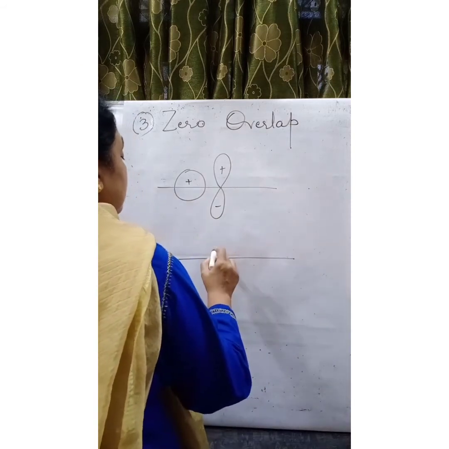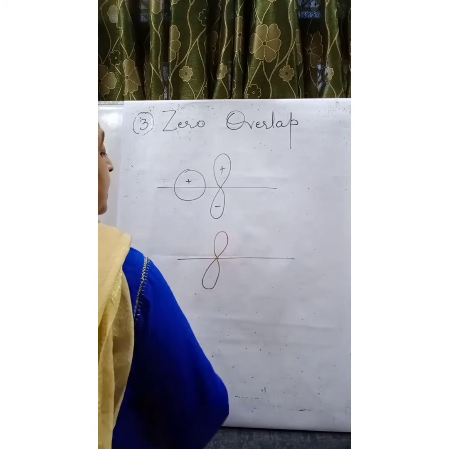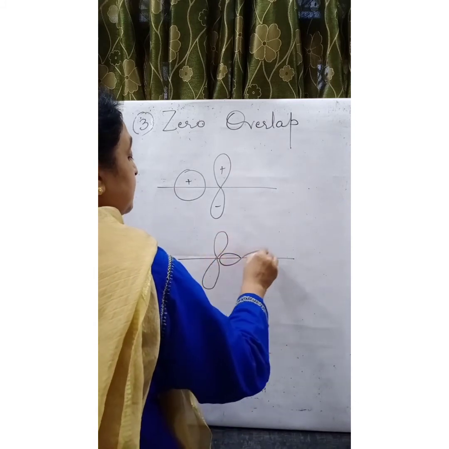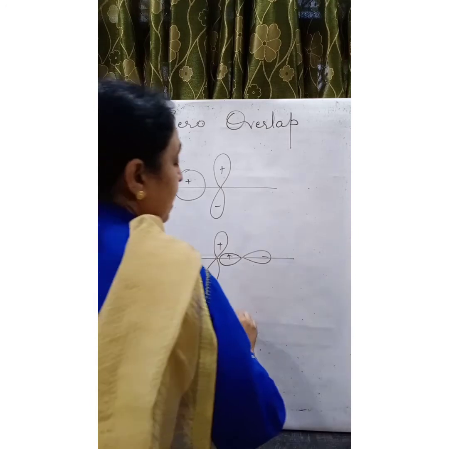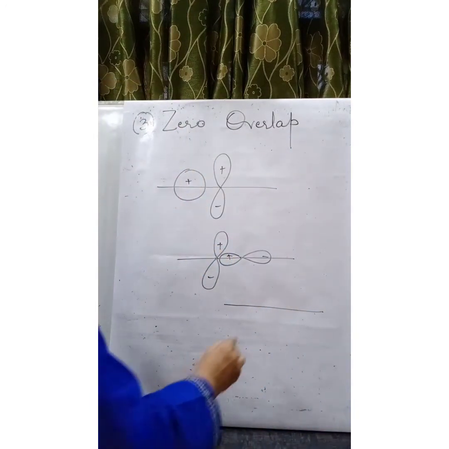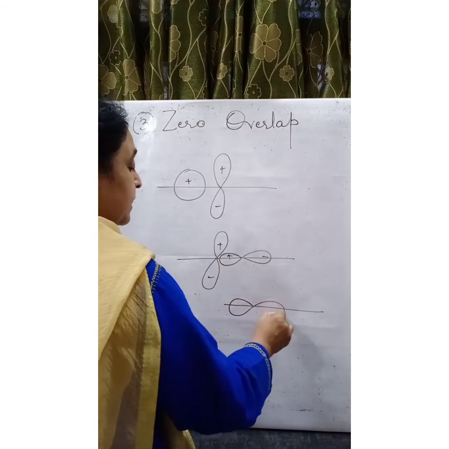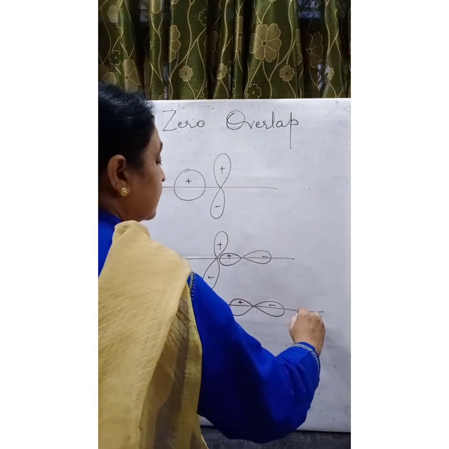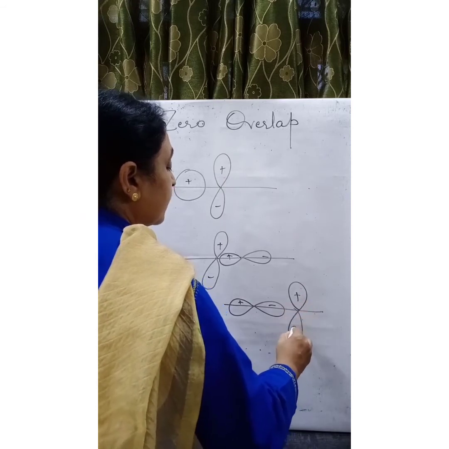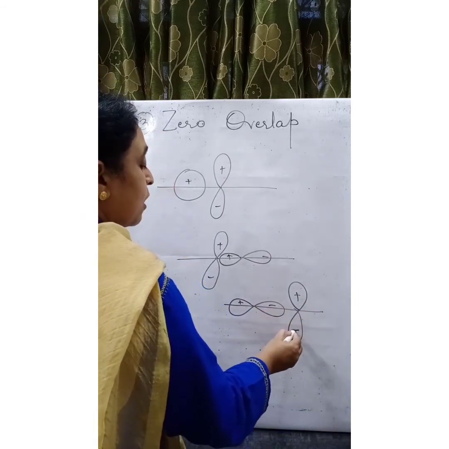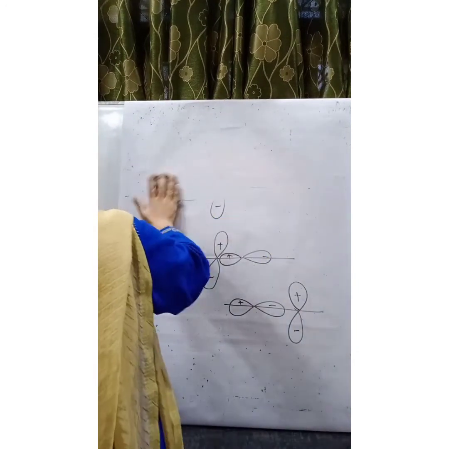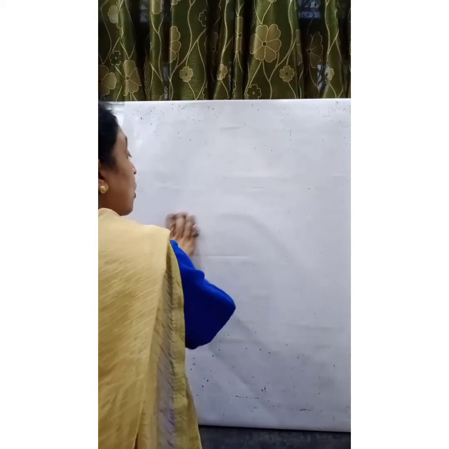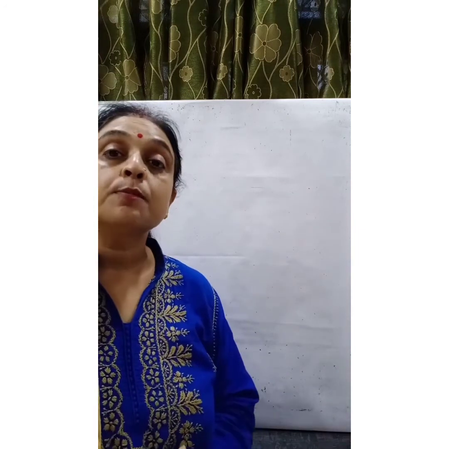Take another example. We have one p orbital and another p orbital like this. They do not overlap. We have one more example of zero overlap where one p orbital is like this, plus minus, and another one is like this. They don't overlap each other. This is an example of zero overlap. So basically the positive overlap results in the formation of a covalent bond. Greater is the extent of overlap, stronger is the bond formed.